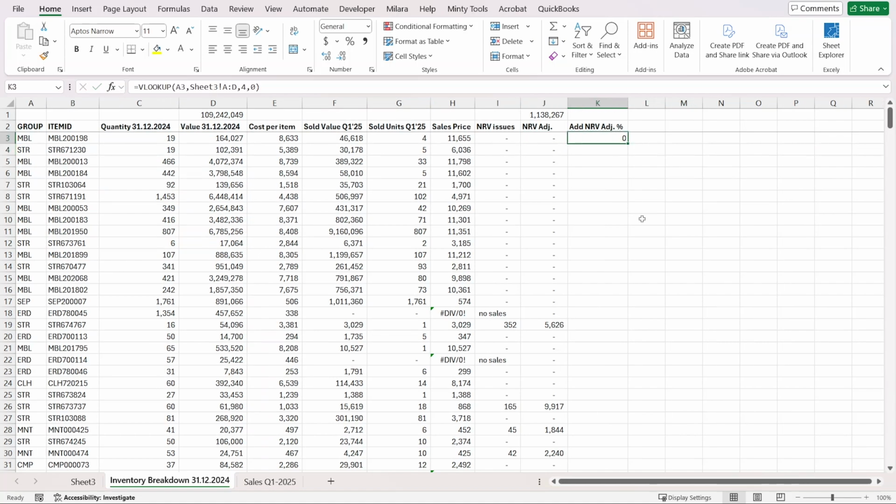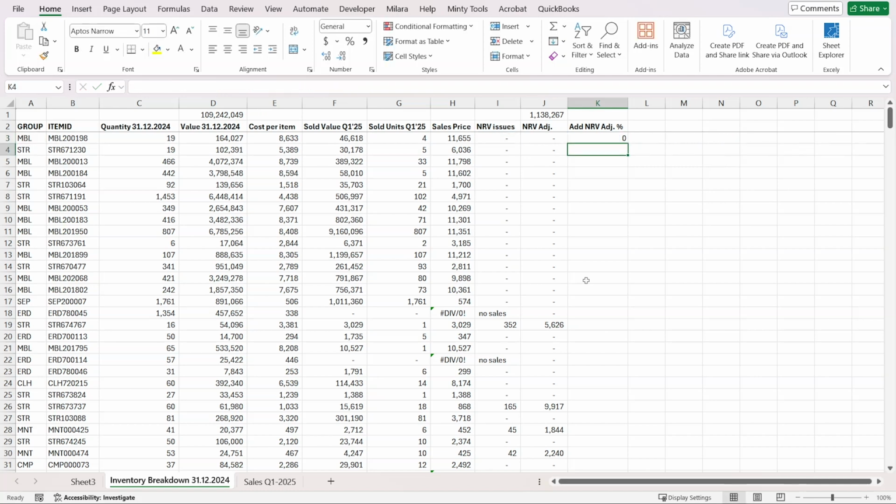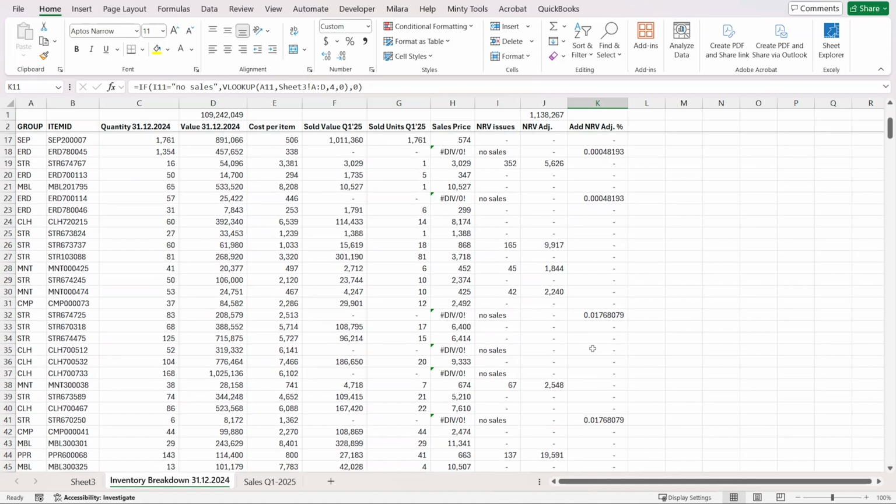K0, and I don't want this to be applied everywhere because I might already have an adjustment and I don't want to adjust it again. So what I'll do is I'll simply wrap this whole thing in an if statement, which is simply going to say if this equals no sales, then do this, otherwise give me 0. Going to copy that down, turn it into a percentage. I'm actually going to turn it into a number so it's cleaner where we don't have anything.